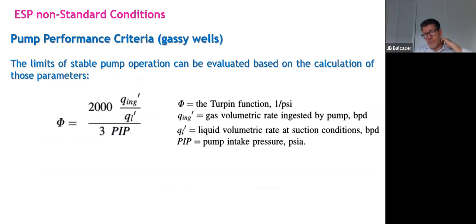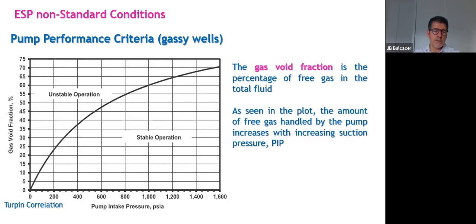There is one way of checking if we can produce with the ESP in the case of gassy wells, which is the pump performance criteria. The limits of the stable pump operation can be evaluated with the Turpin function. It's basically a function of the intake pressure and the rates. So by using this, we find the stable operation, which is to the right of this curve, or an unstable operation, based on what is called the gas void fraction. So this is the Turpin correlation.